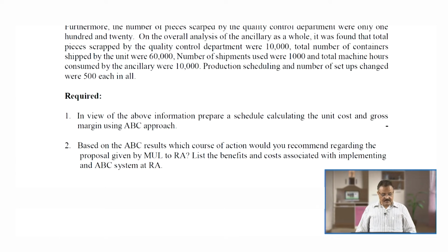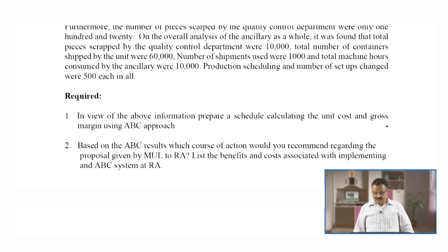Second, based on the ABC results, which course of action would you recommend regarding the proposal given by MUL to RA? Whether they should accept 7 rupees 50 paisa as the price per unit, or not accept, or ask for an increase or decrease in the price, because if the cost is different, certainly the price has to be different. Third, list the benefits and the costs associated with implementing the ABC system in Reliance Ancillaries.